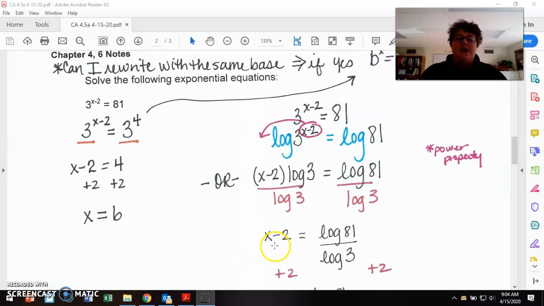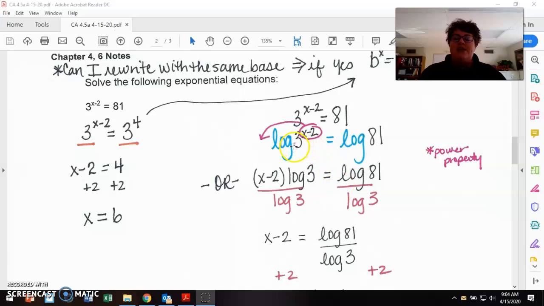But again, the one on the right works every time. Taking the log of both sides works every time. The one on the left only works if you can rewrite it as the same base.